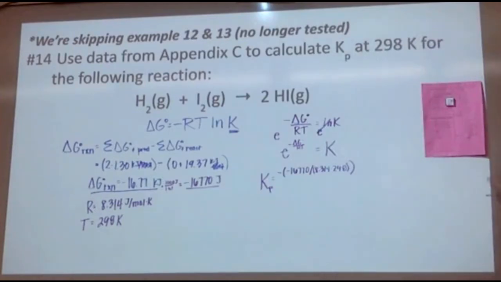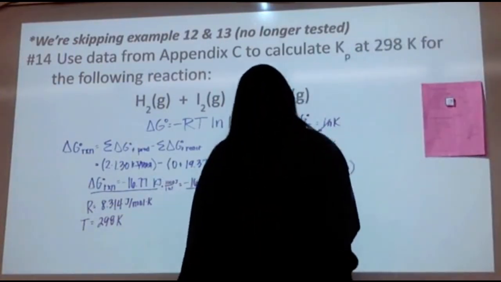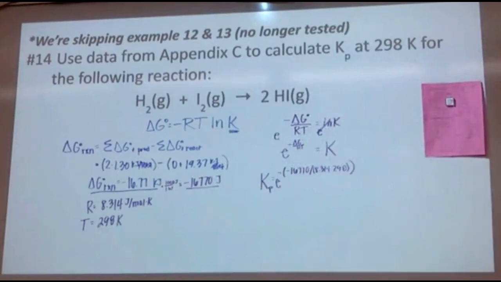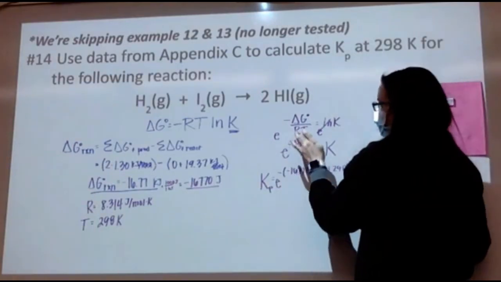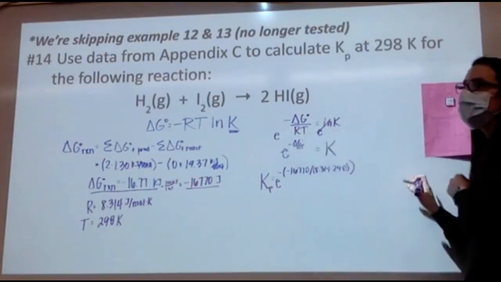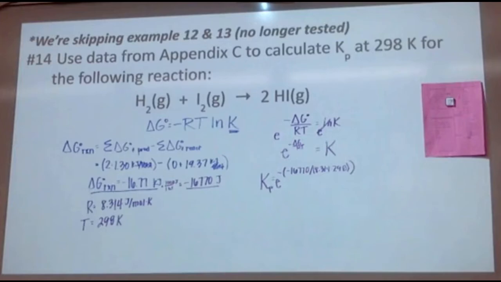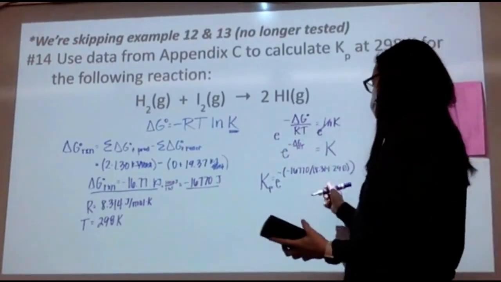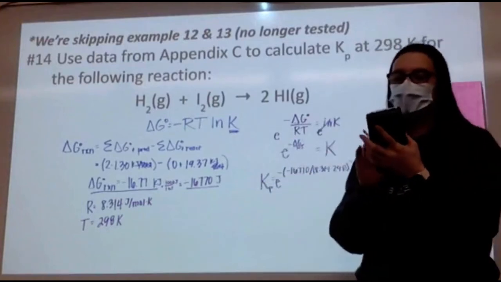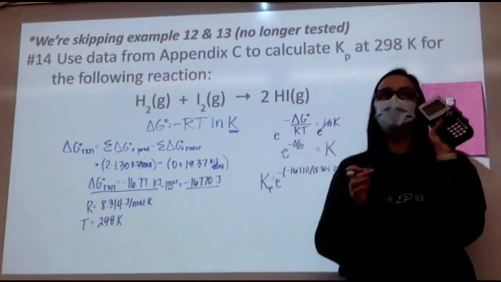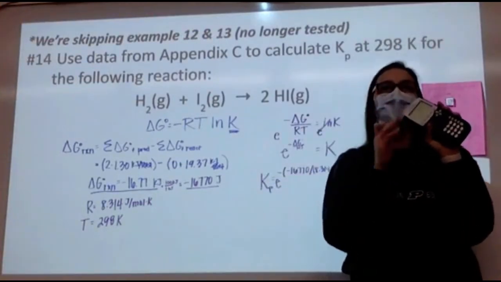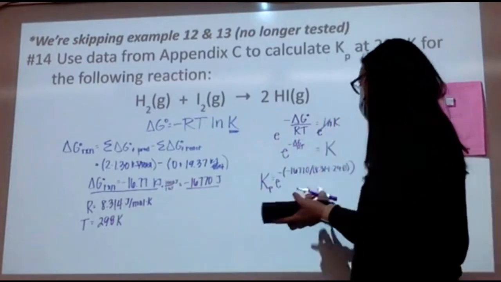Oh, I forgot my E. Oh, jeez. E to the negative delta G over RT. So it's R times T on the bottom. When you plug this into your calculator, I like working backwards, especially because I'm using a graphing calculator. Anyways, I can just go back up and hit answer and have it put it in.